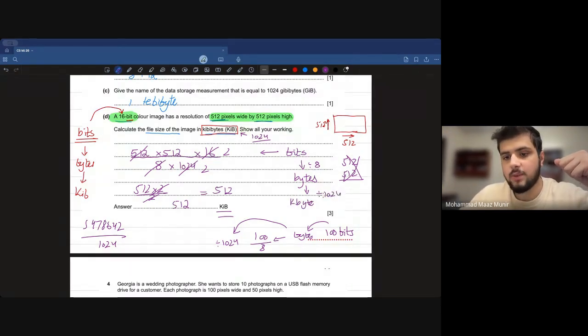And so if I write both of them in the denominator, they get basically multiplied. And I just did the basic calculation and I get the answer as 512.